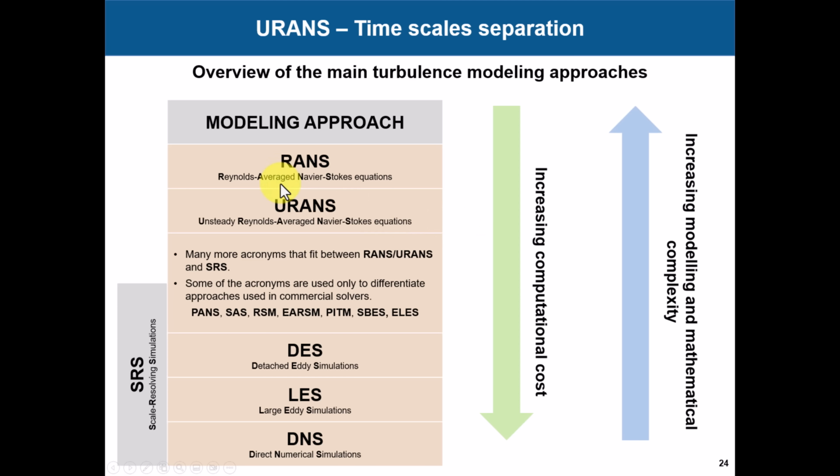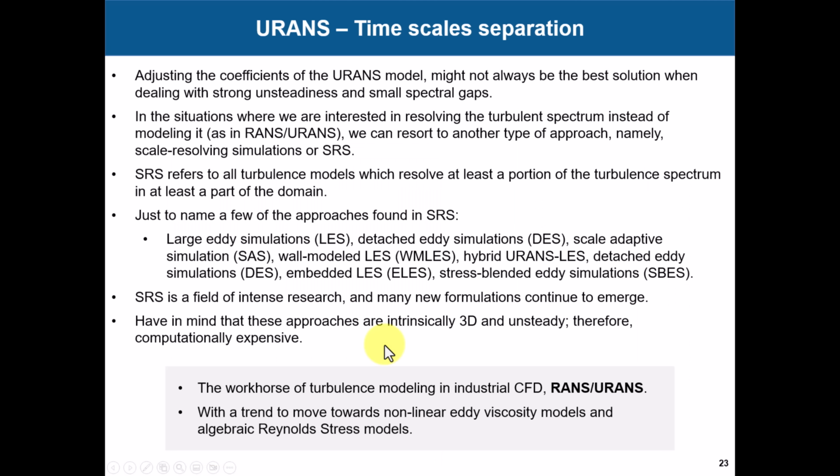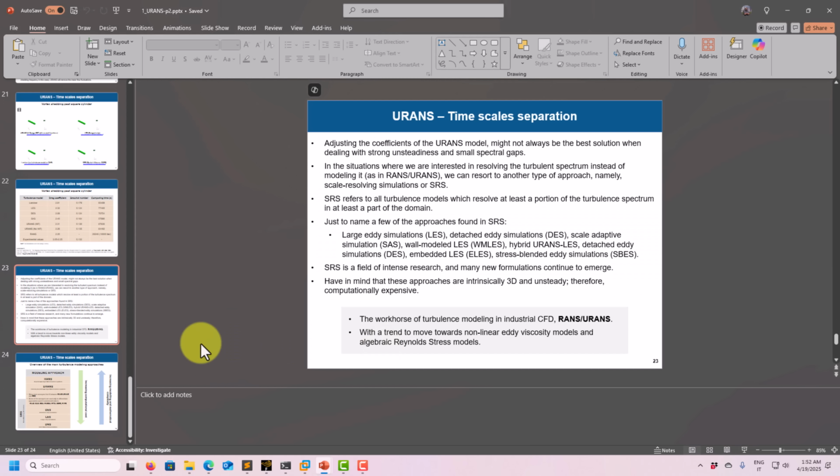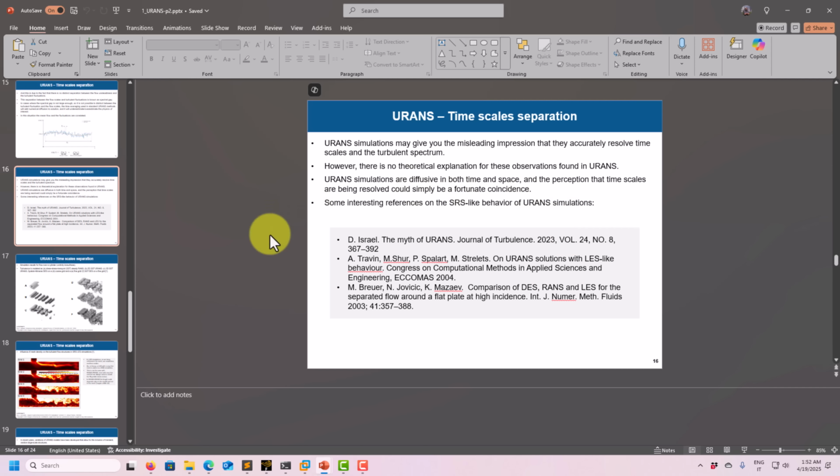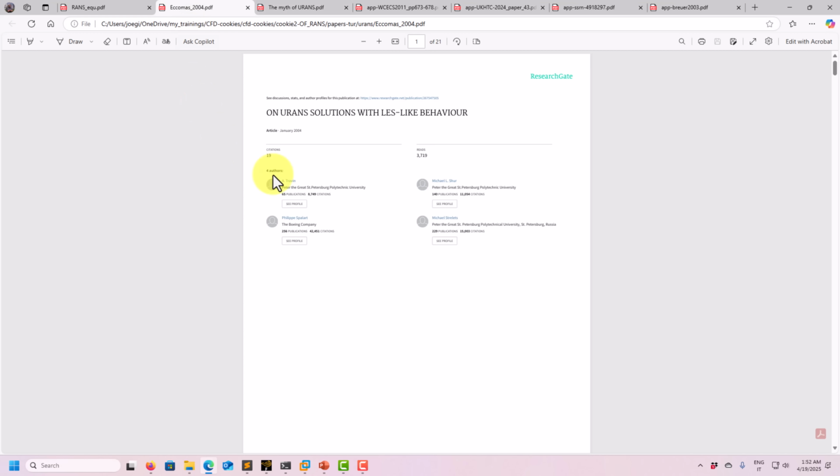So well, looking again at our progression, our pyramid here, which is not a pyramid. In any case, we studied RANS, we're moving to RANS, and as you see, we're paving our way to this. That will be some other videos. Okay, so with this I end this, and I would like to revisit the references that I put there. Let me go here and visit this one, the URANS solution with LES-like behavior. This is one by Spalart, and it is very interesting.